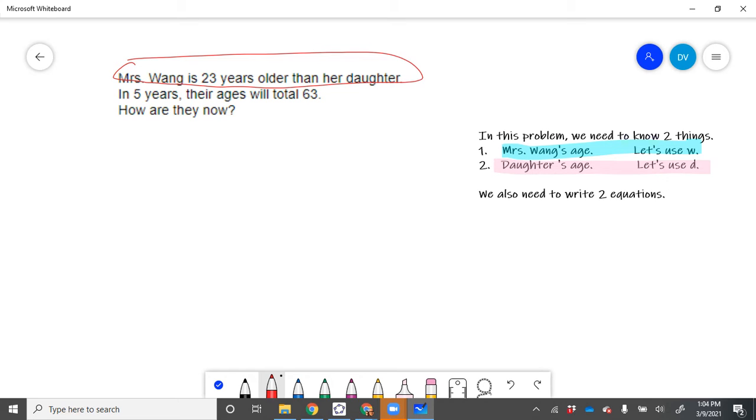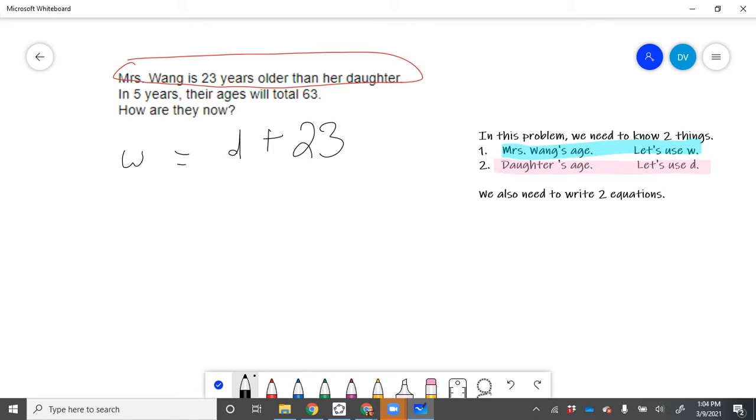It says Mrs. Wang is 23 years older than her daughter. So the first thing we want to write is Mrs. Wang is, and we don't want to use words. We just want to use the letter W, and instead of the word is, we're going to write the symbol for equals. Mrs. Wang is, that's how we write Mrs. Wang is, 23 years older than her daughter. So whatever her daughter's age is, we're just going to use the letter D. We're just going to add 23 to it. And that's our first equation.